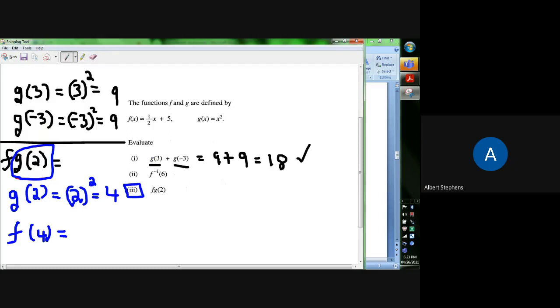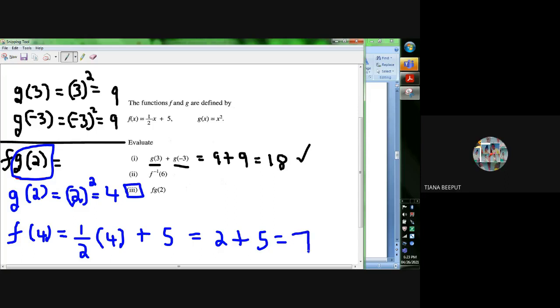So the F function says a half, where X is, we replace X with whatever value we have in the function, plus 5. What's half of 4? 2. And 2 plus 5? 7.